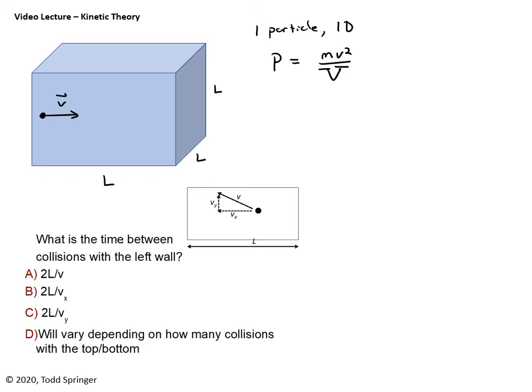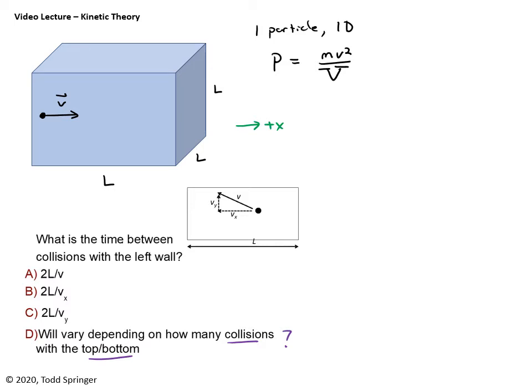Hopefully it's not too hard to realize that how far it travels in the x direction, and this direction is x here, depends on the speed in the x direction, or the x component of the velocity. So if the velocity in the x direction changes, it will change the time between collisions with the left wall. So it's going to be 2L over Vx. If I want to know the time between collisions between the left and the right wall, that depends on the x velocity. So 2L over Vx.